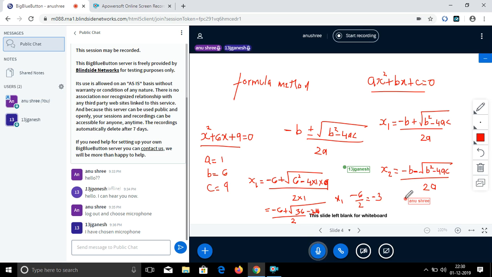And same, if you put that, you will get x2 equals minus 3 as well. It's not necessary that you always get the same value, but for this one the roots are of the same value. So x1 and x2 are minus 3 and minus 3.